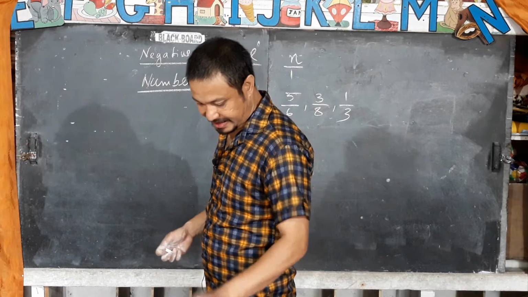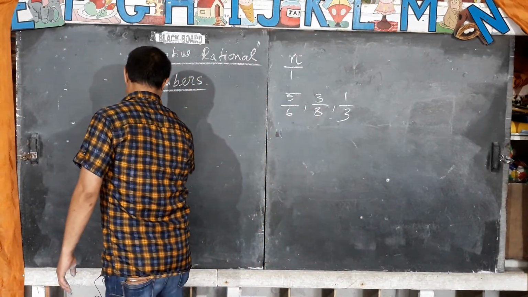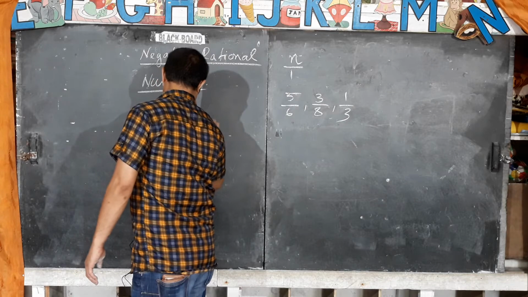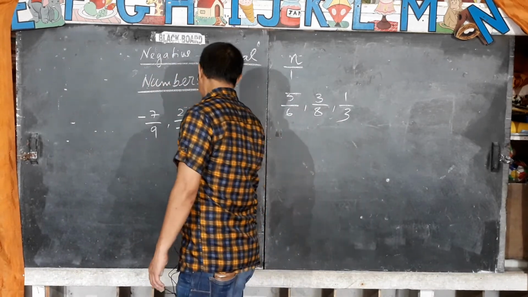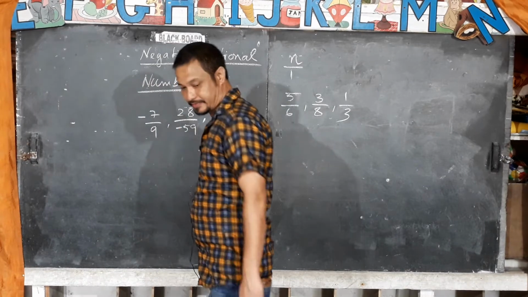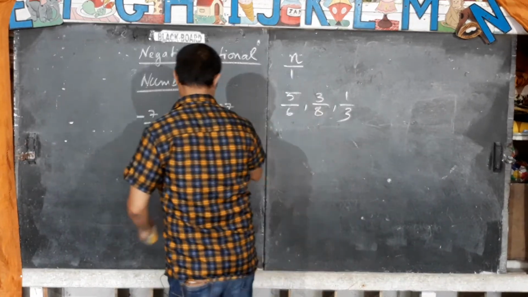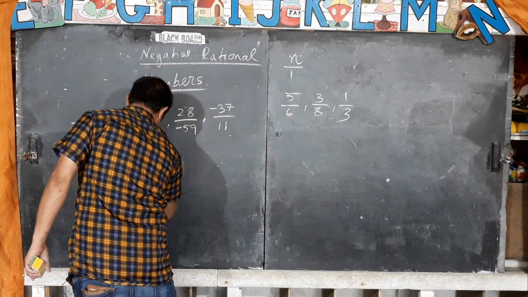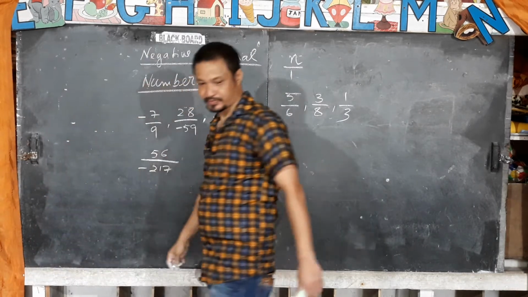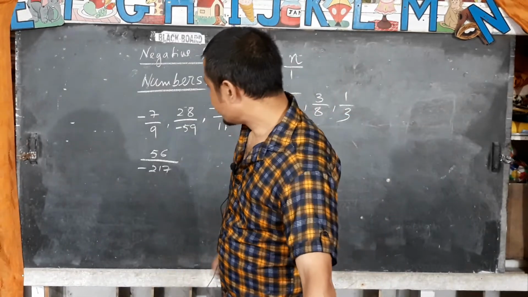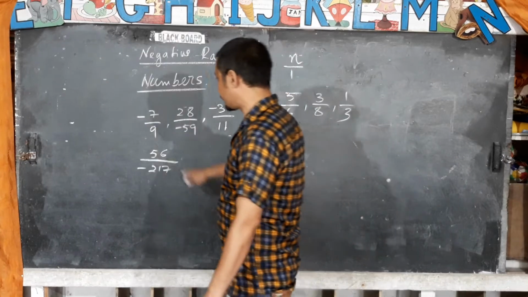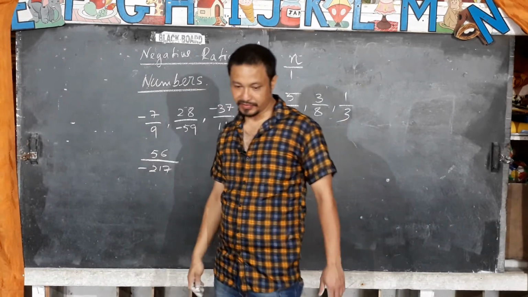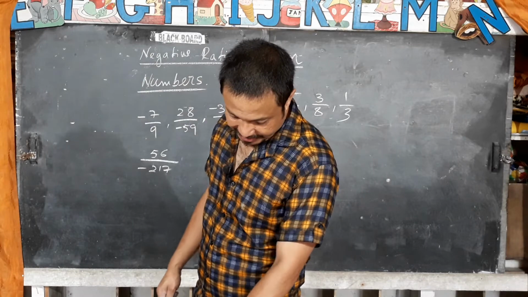Okay, I think the examples given in the book are minus 7 upon 9. Then 28 upon minus 59. Right, another example given is minus 37 upon 11. Okay, and the last one that is given is 56 upon minus 217. Okay, so these are all negative rational numbers. How? Minus into plus, equal to minus. Minus into plus, minus. Minus into plus, minus. If you follow the sign rules, these will always be negative rational numbers.